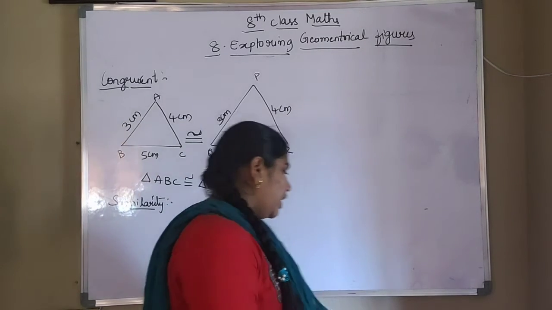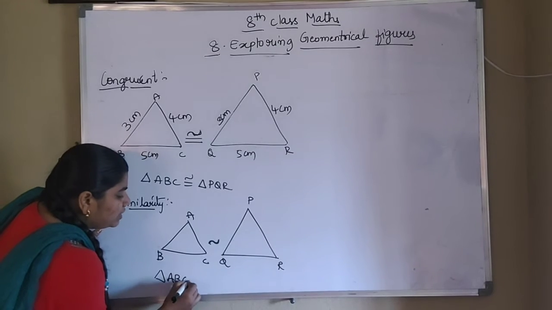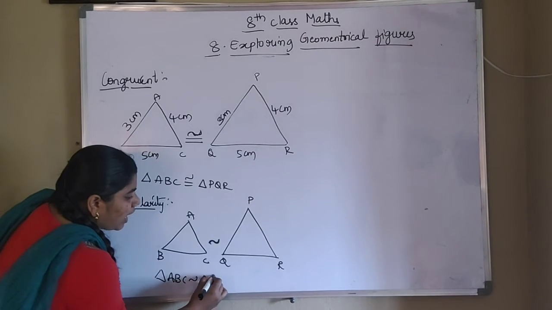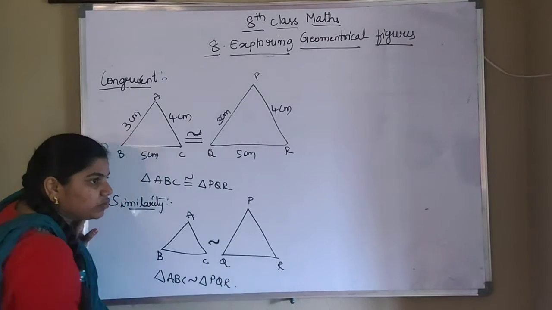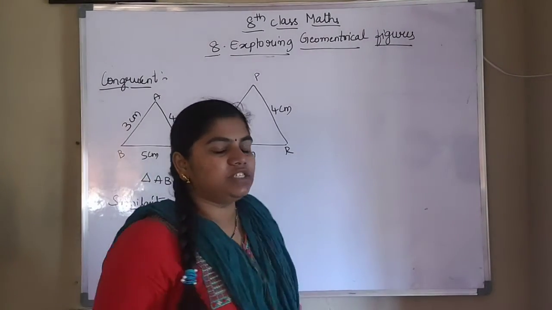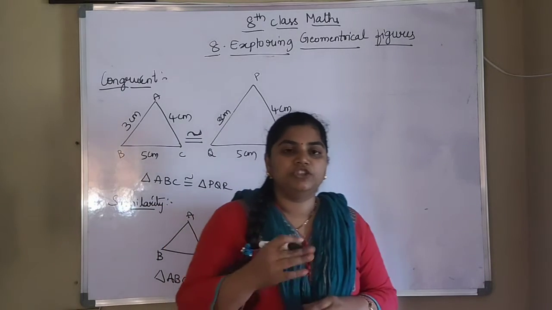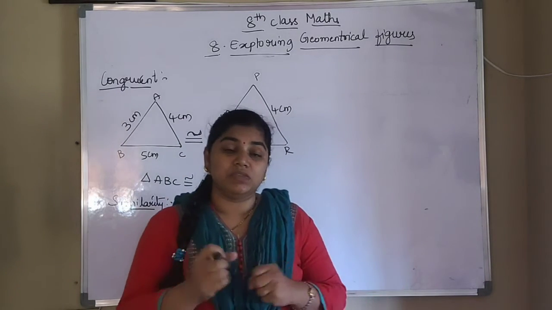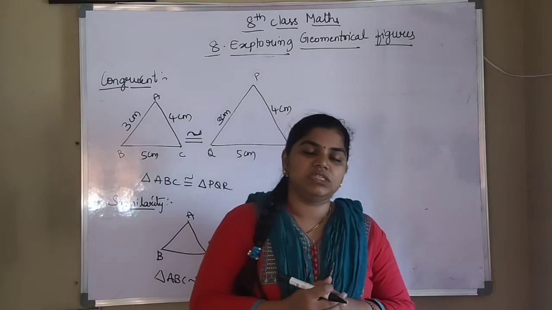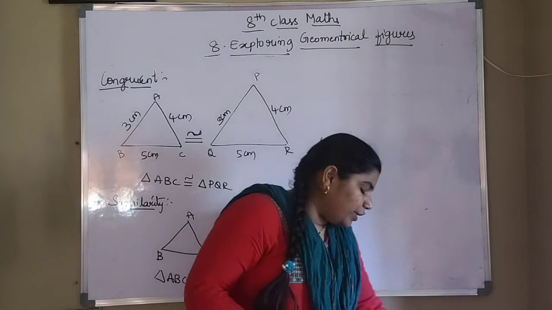So what can we write here? Triangle ABC is similar to triangle PQR. This is the difference between congruent and similarity. Congruent means shape and size both will be the same, but in similarity the shape will be the same but the size will be different. These are called similar and congruent. Next is congruent shapes.